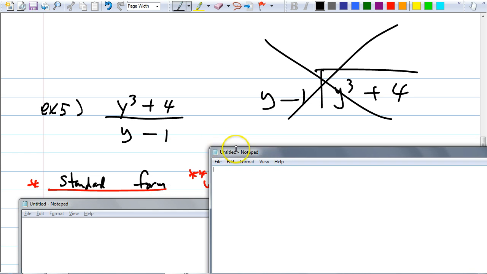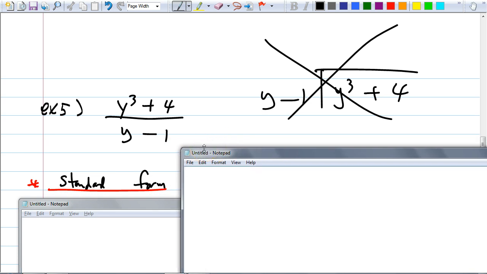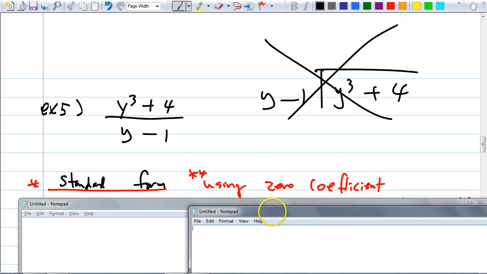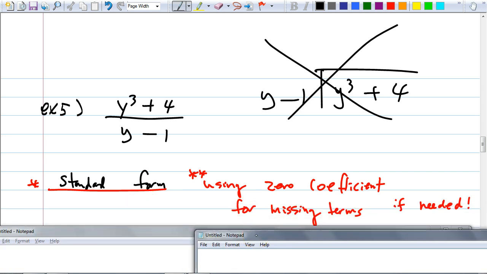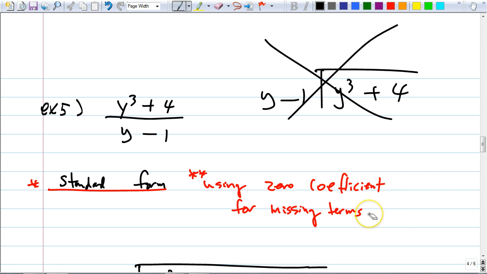First of all, you need to write this in standard form. And you're like, wait a minute. Look at the numerator and the denominator. Aren't they both in standard form? Yes, they are. So why do I say you need to write them in standard form? Not any kind of standard form, but write this down: using zero coefficients for missing terms. This time, it's going to be needed, because it's missing terms.